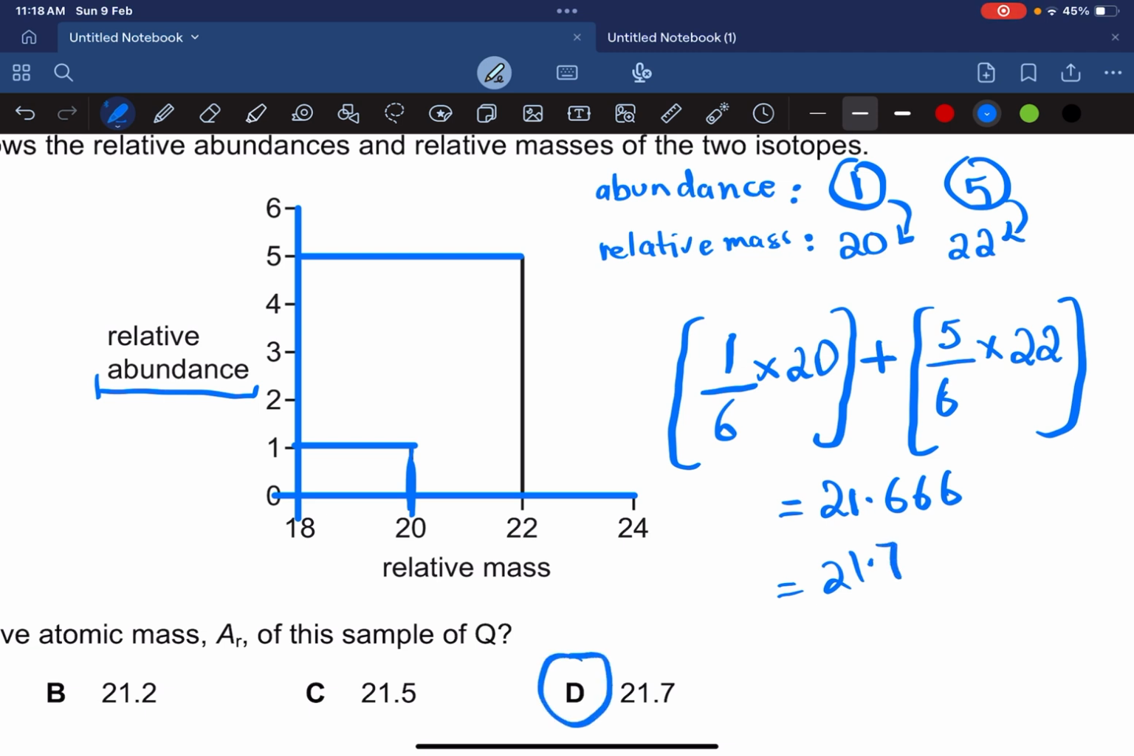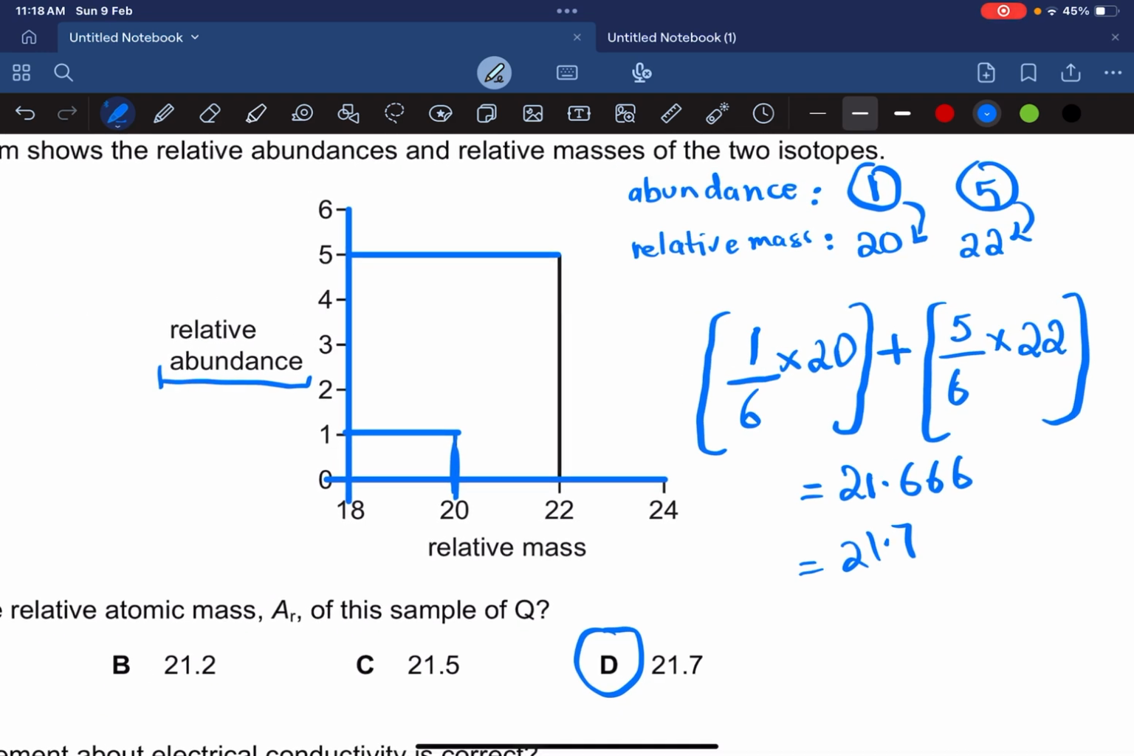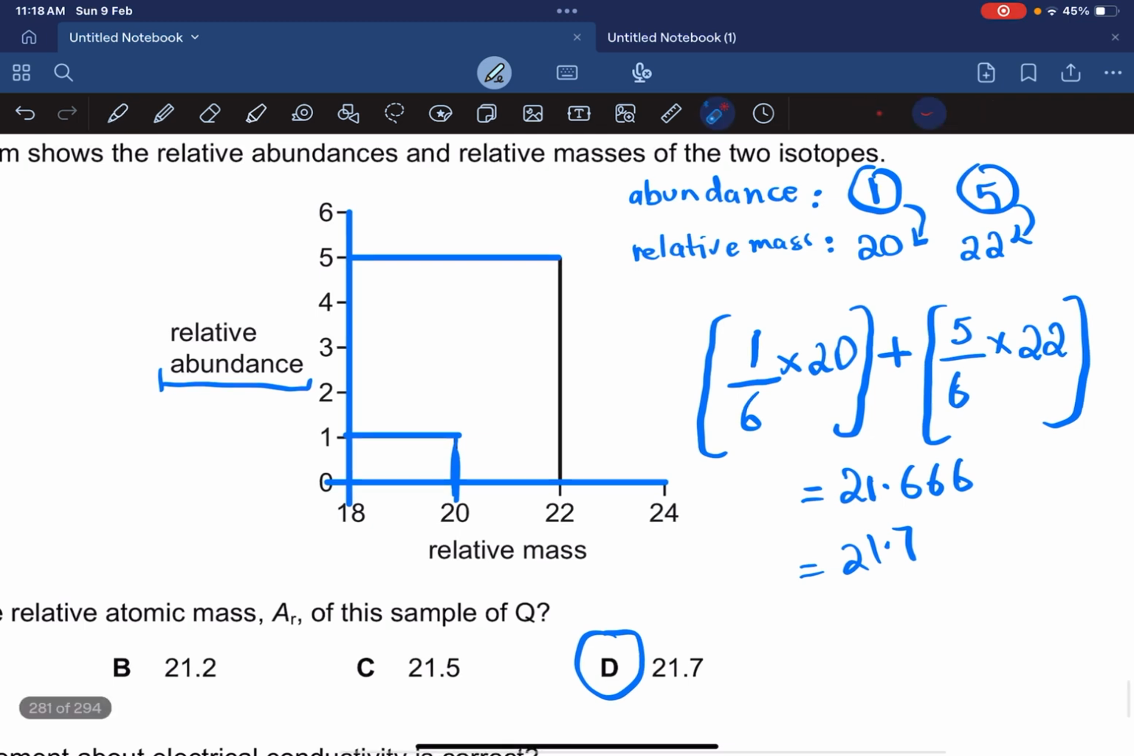And in case you don't like this formula, there is a simple and easy method: simply calculating it mentally without having to use the formula. This method is less reliable because you're just generally estimating, while the formula is more reliable, but let me share it with you. What you do is you look at the abundance. The more the abundance, the more your relative atomic mass is going to be near that number. Now we have more abundance of this. For 22 we have 5, and for 20 we only have 1. So the answer is going to be near 22. That's an easy method, and 21.7 is near to 22. The more abundance you have, the nearer your answer is going to be to that relative mass.